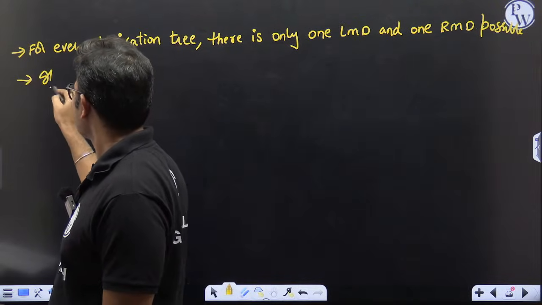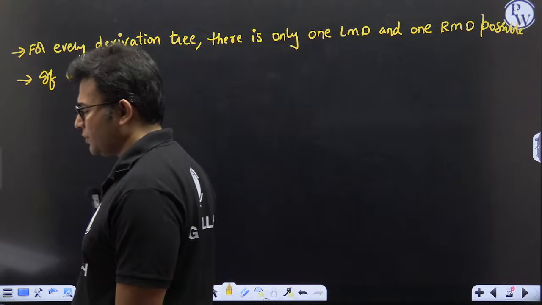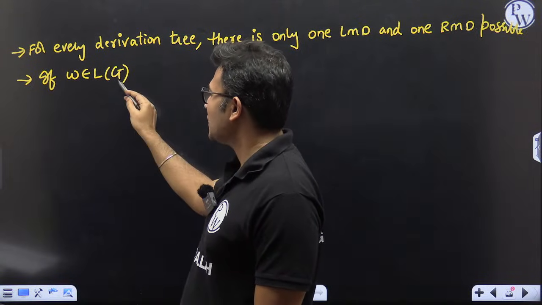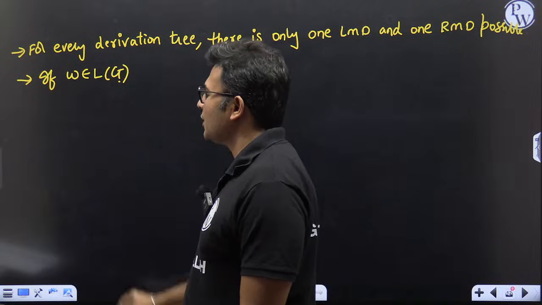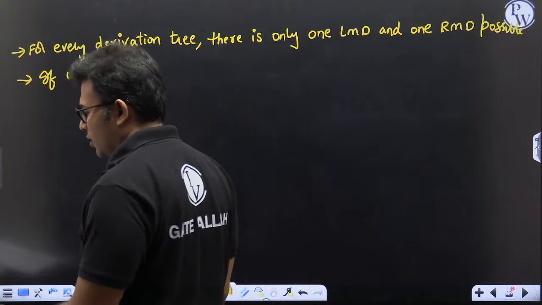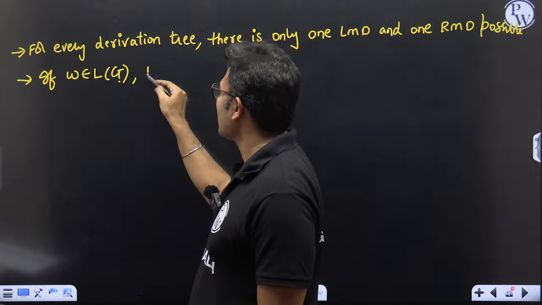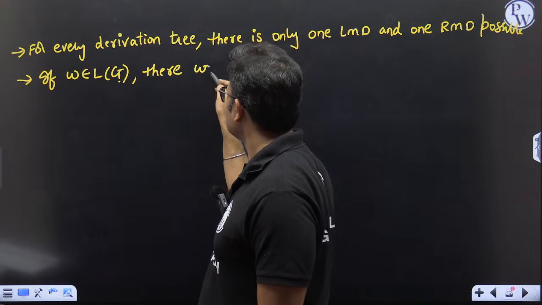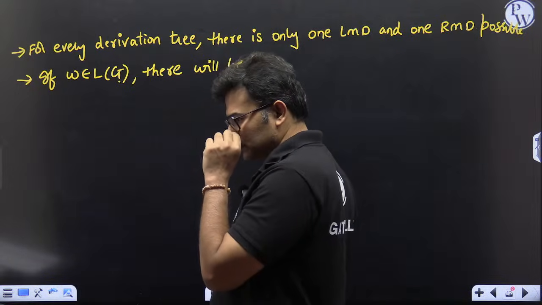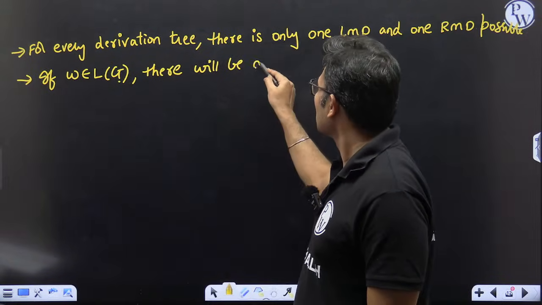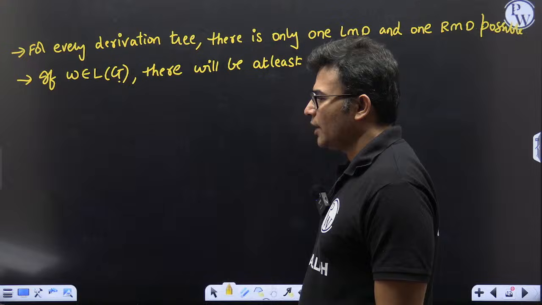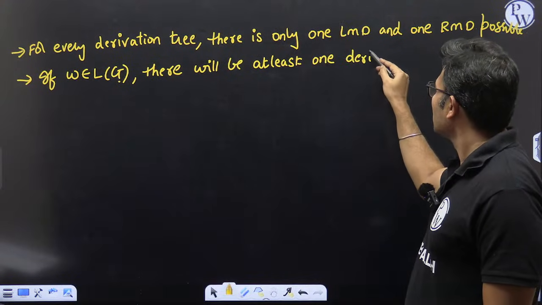If G is a grammar and L of G is the language generated by the grammar, if a string W belongs to L of G, there will be at least one derivation tree.